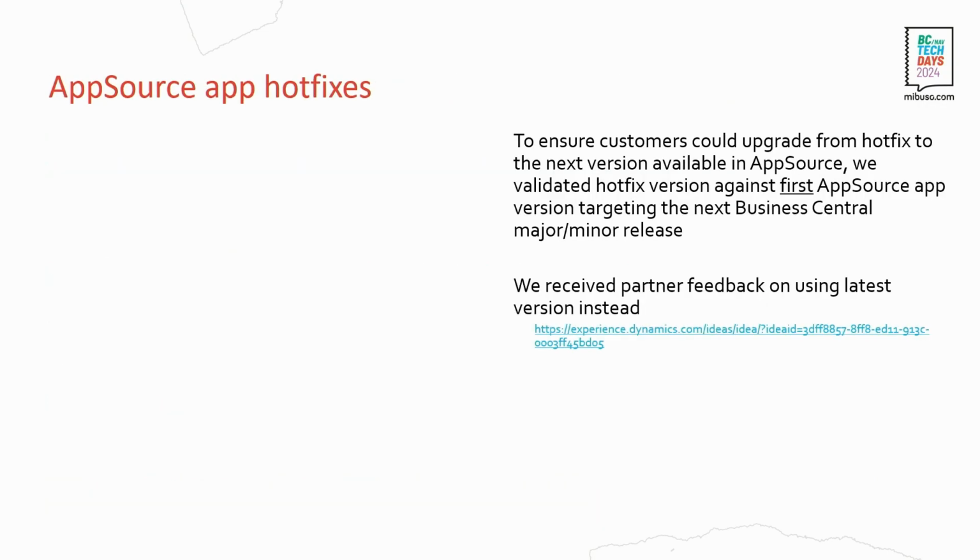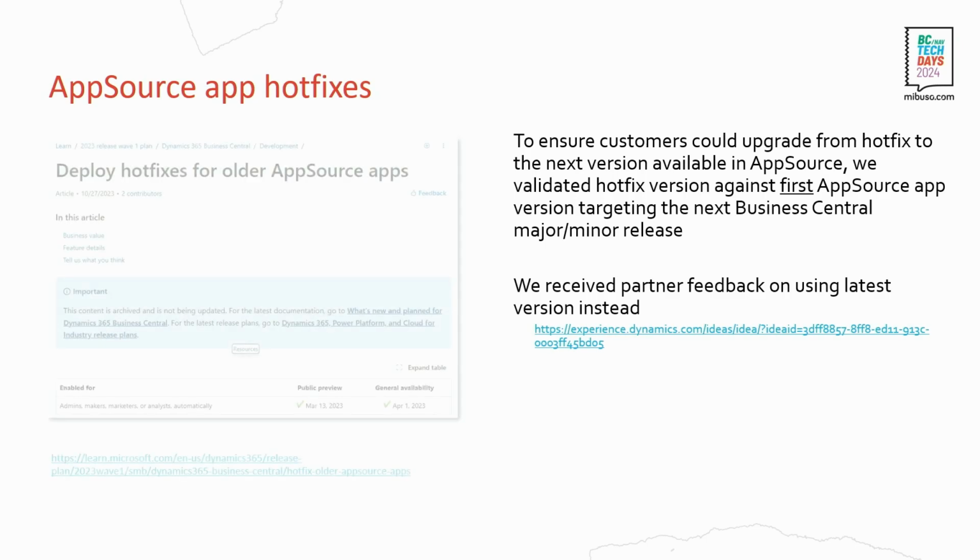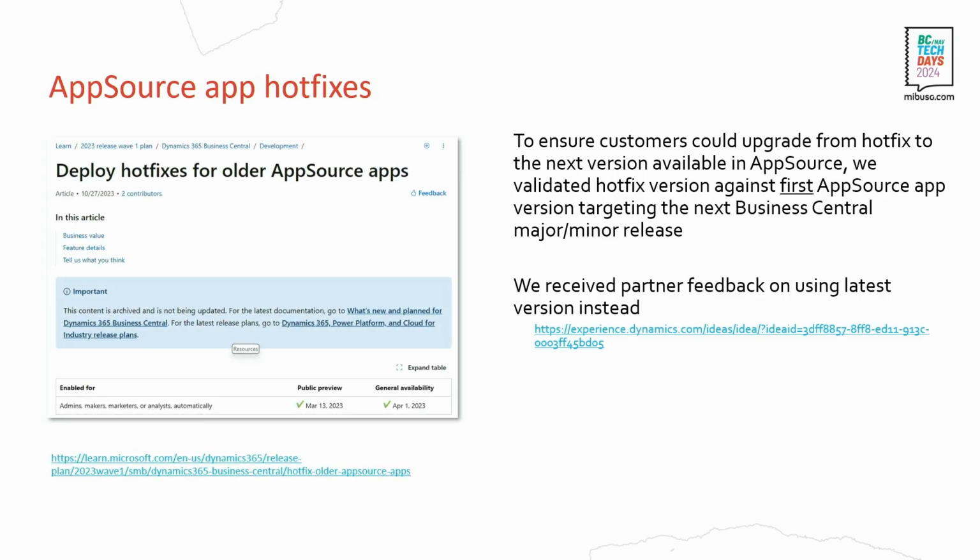Okay, then another thing that we changed with AppSource is that a couple of releases ago, we added the ability for you to hotfix an AppSource app. And as part of that, when you released a hotfix for an older version than your latest public version, then we actually did validation against the latest version to make sure that there's an upgrade path for customers installing that hotfix to the latest AppSource version. But when we did the validation, we would validate against the first major version, or the first version on the next major version. But the problem there is that that had limitations, and we got feedback from partners.